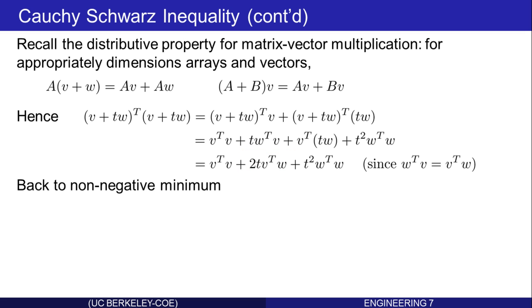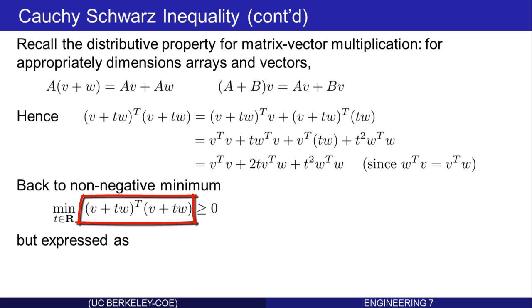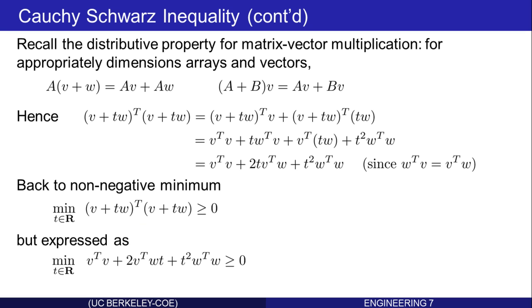Now go back to the fact that we know the minimum is non-negative. On the previous slide, we established this minimum is always greater than or equal to 0. But now we know an expression for the function being minimized. It's just this quadratic expression. Let's label the terms. There's a, there's b times t, and there's c times t squared. Notice that c is greater than 0. Our assumption was that w is not the 0 vector. Therefore, w transpose w is greater than 0. It's the sum of squares of at least some non-zero entries.